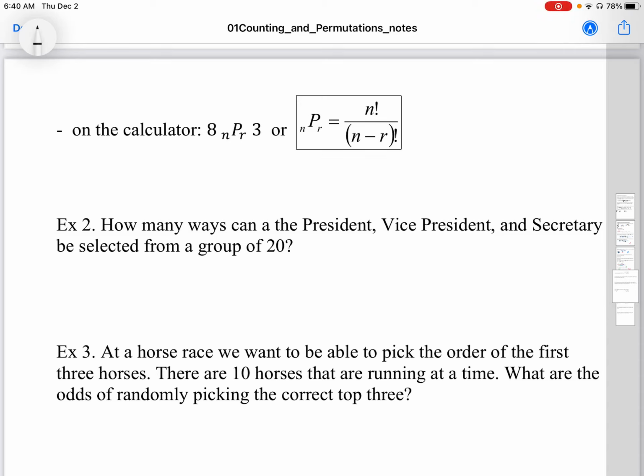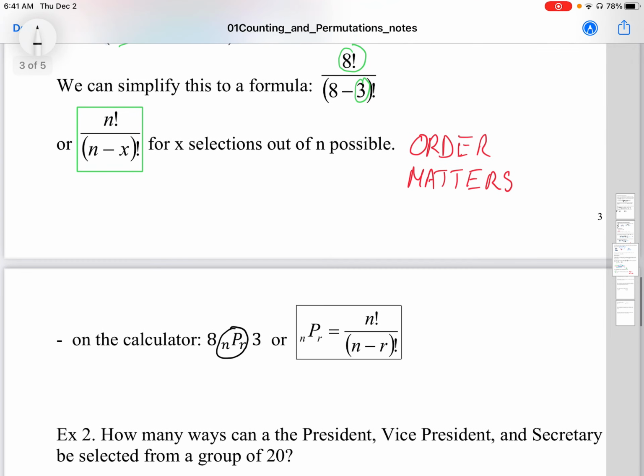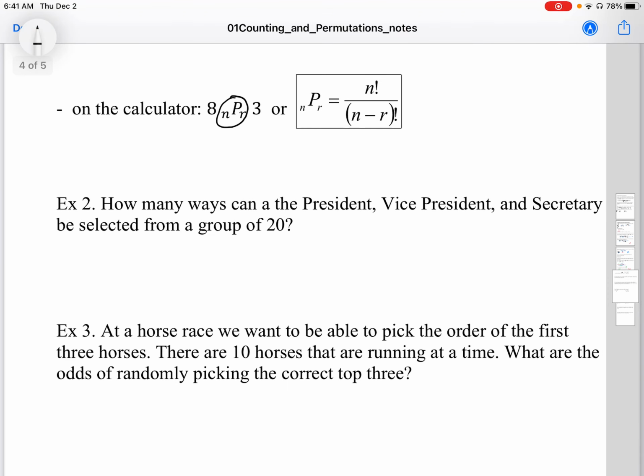So to apply NPR, there is an NPR button on the calculator. You can use that NPR button, and the way we would input it is for the last problem where we had eight possibilities and 3 selections where order does matter, we can do 8 NPR 3, and it will use this formula: 8 factorial over 8 minus 3 factorial, or 5 factorial. And that will allow us to only count the first 3 items.